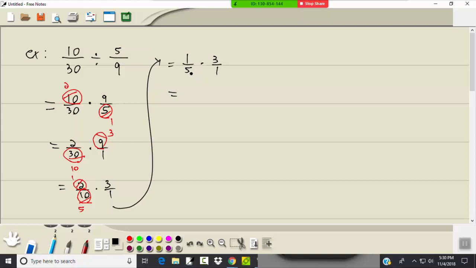Nothing left to simplify, so I'll multiply tops together, multiply bottoms together. 1 times 3 is 3. 5 times 1 is 5. Now the trick to plugging these into your calculator, when you're doing division of fractions, is you typically put parentheses around each fraction like this. That's how you put it in.